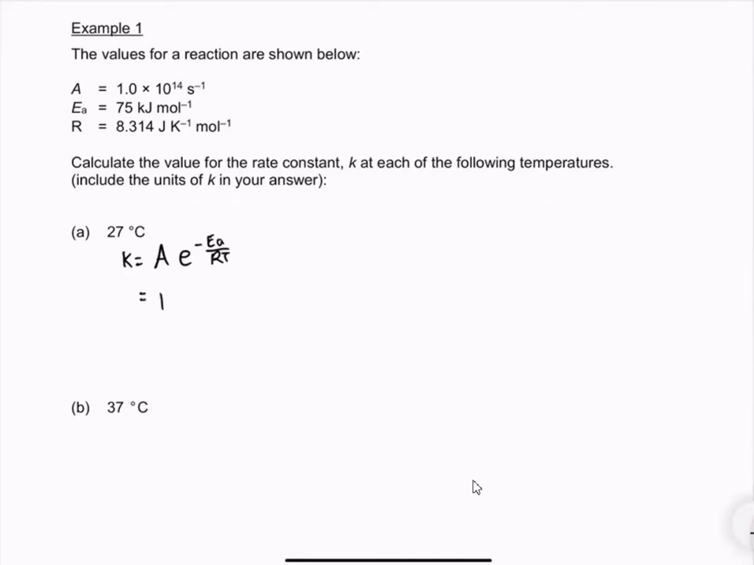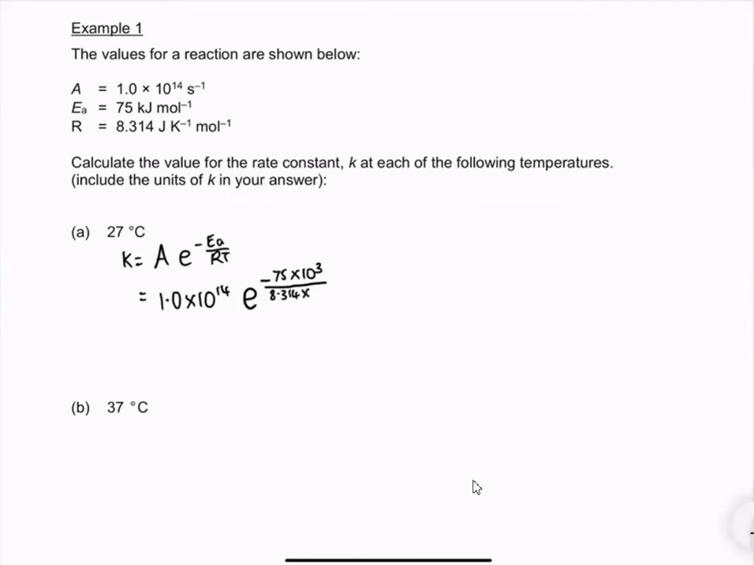We know that A is just there, 1.0 times 10 to the 14. Then we're going to have this exponential function, e to the minus EA, 75, but we need to convert that into joules per mole, over the gas constant, 8.314, times the temperature.